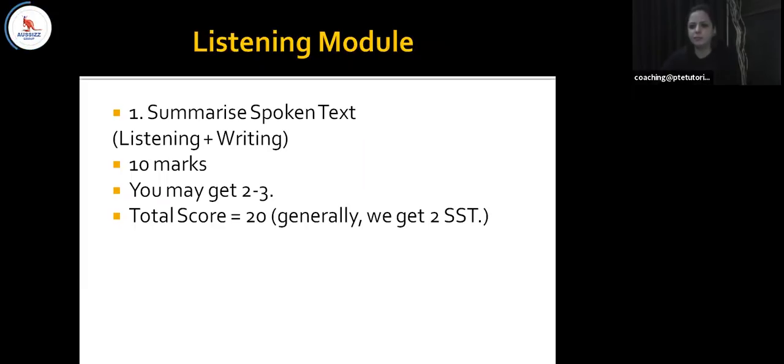Muskan is saying template means the formal writing. No, darling, template means some already framed lines which will be used in writing part.